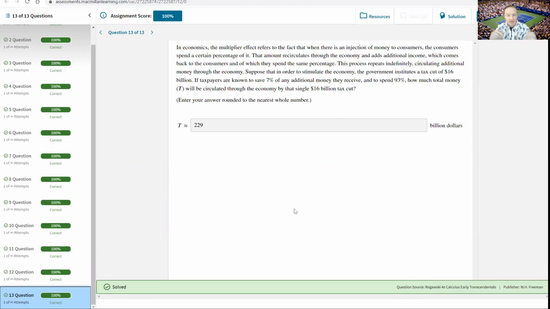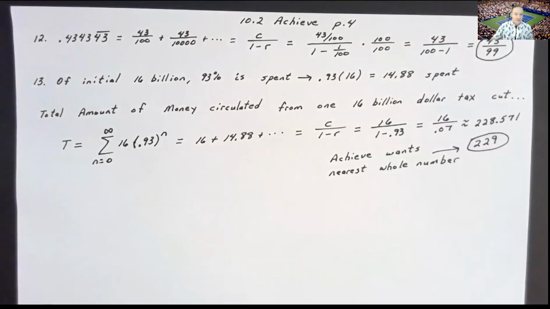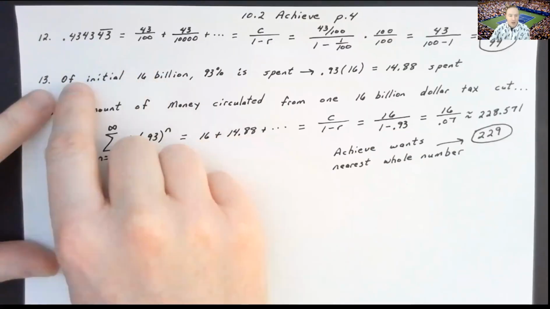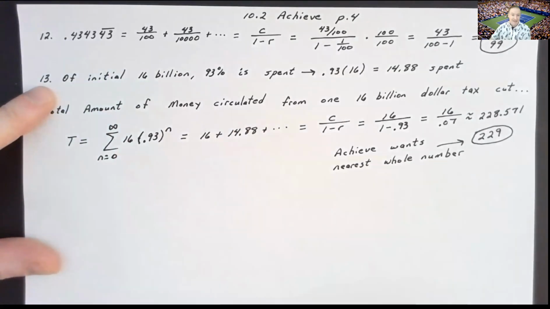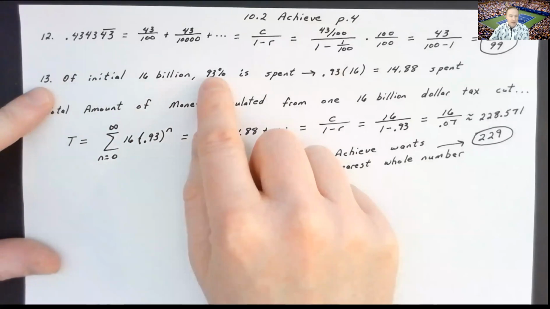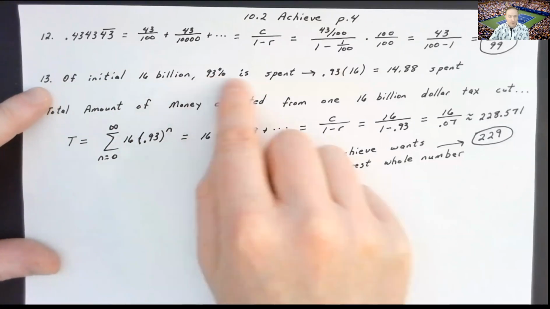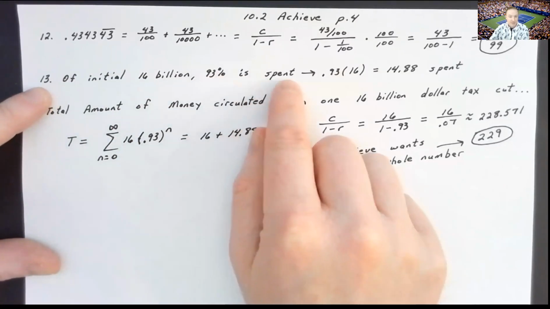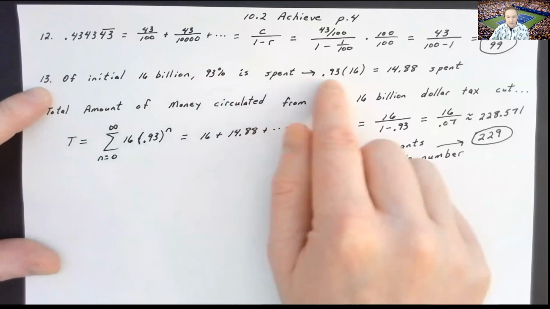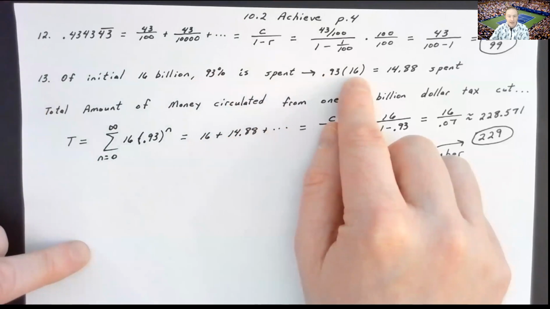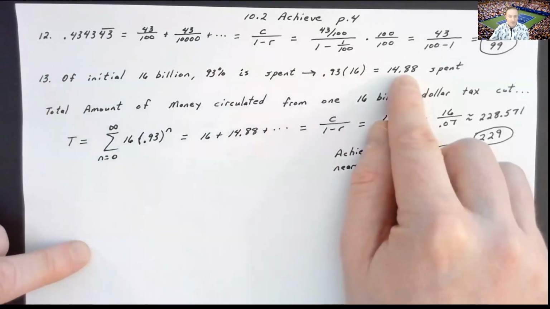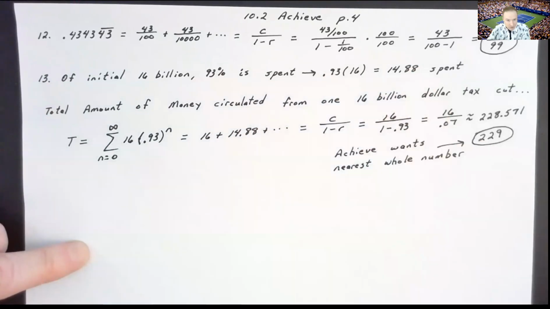That's how much money goes into the economy by one $16 billion tax cut. That doesn't seem to make sense. Here's how it makes sense. Let me try to explain this to you. Of that initial 16 billion, if you're thinking about the instant impact on the economy, and we assume what the problem stipulates, that 93% is spent, then 93% of that $16 billion tax cut is spent, and that's going to be $14.88 billion spent initially.